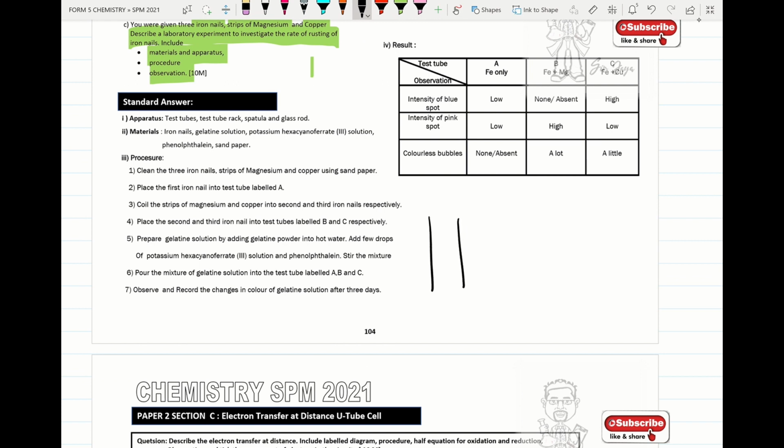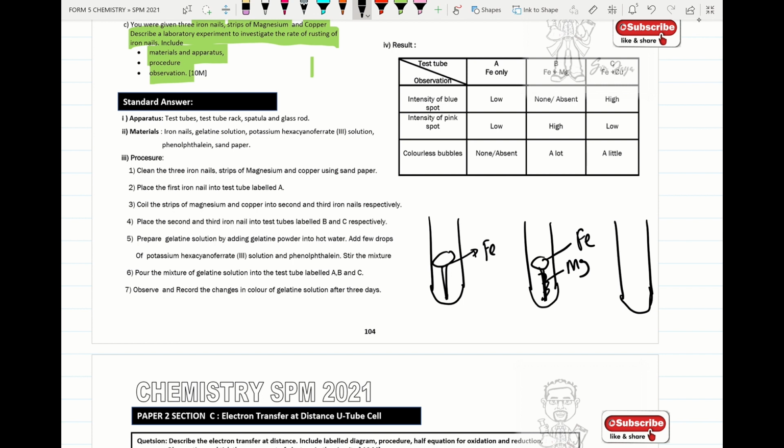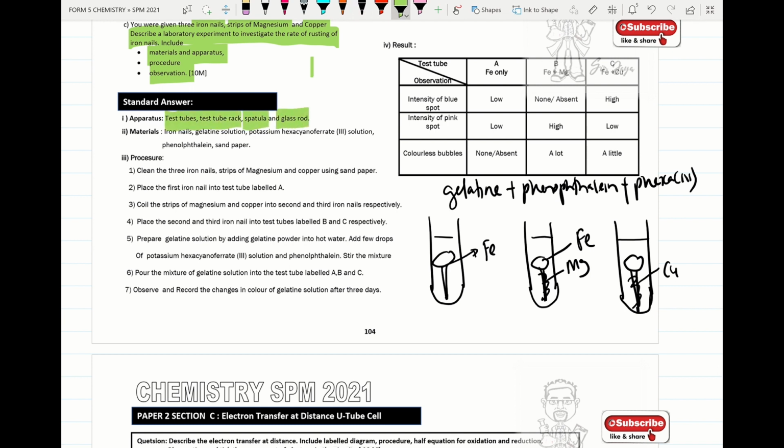So we need test tubes here. One is the control, with just the iron nail. For the second one, we take the iron nail and coil it with a strip of magnesium. So this is magnesium, this is iron. And in the third test tube, we take the iron nail coiled with a copper strip. We add gelatin solution, gelatin plus phenolphthalein solution plus potassium hexacyanoferrate 3 solution. Please remember it is potassium hexacyanoferrate 3 solution. For apparatus, we need test tube, rag, spatula, glass rod. Materials: iron nails, gelatin solution, potassium hexacyanoferrate 3 solution, phenolphthalein, and sandpaper.